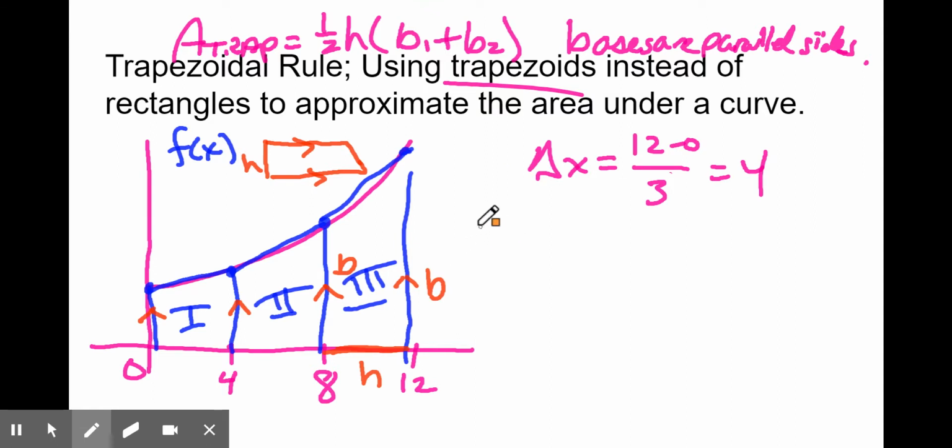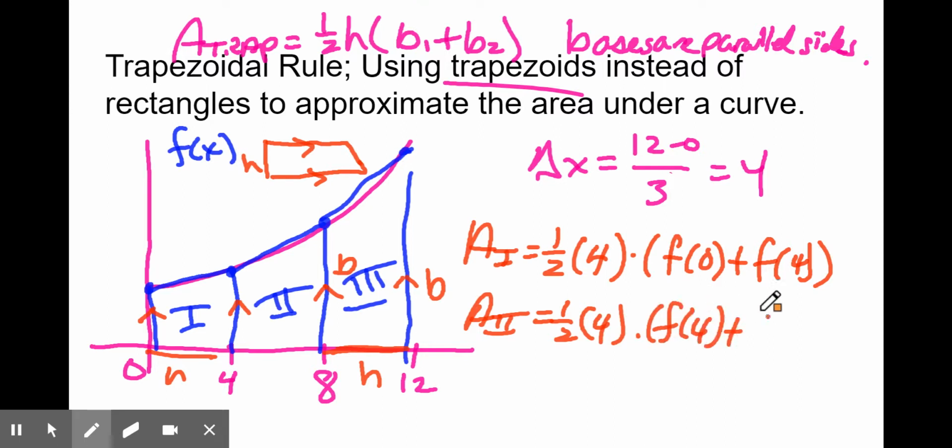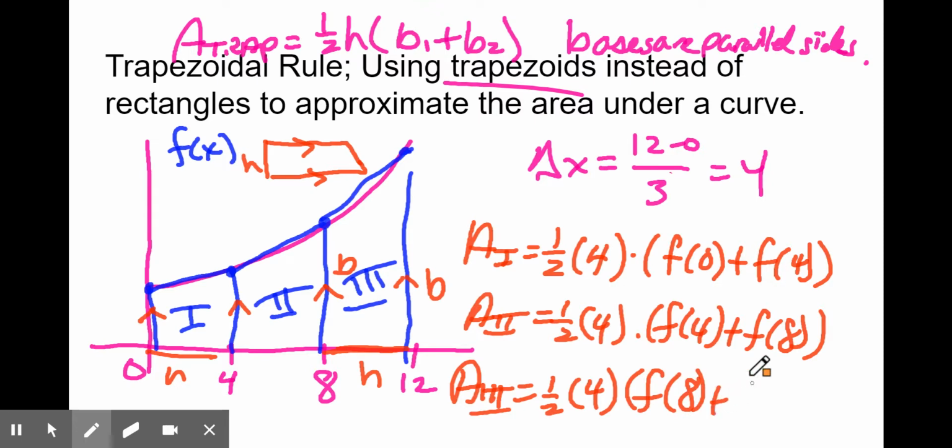All right? So to calculate the area of this thing, the area of the first one would be 1/2 the height. The height in this case is 4 units. That's the height, times the sum of the bases. The sum of the bases would be f of 0 plus f of 4. The next one would be 1/2 of 4, f of 4 plus f of 8. And the last one would be 1/2 of 4, f of 8 plus f of 12. All right, and then you just do the math, whatever it is, and you add them up, and you'll have an approximate area.